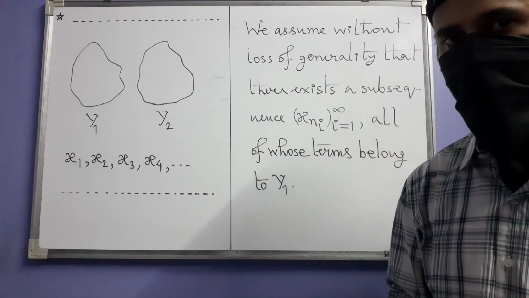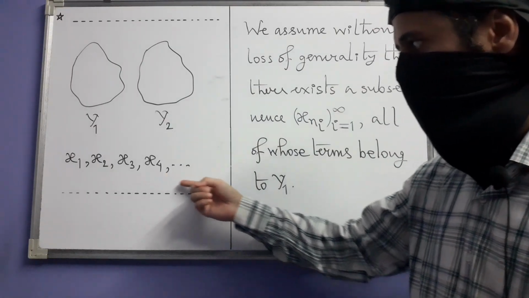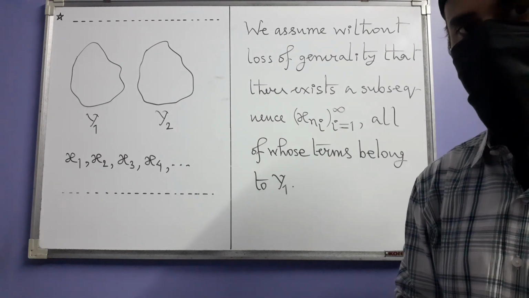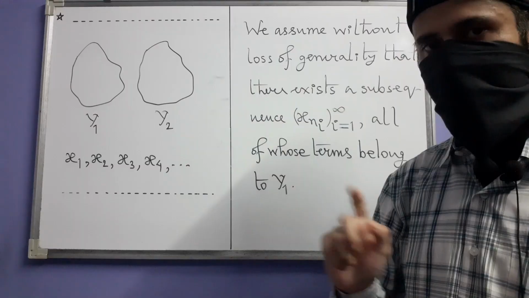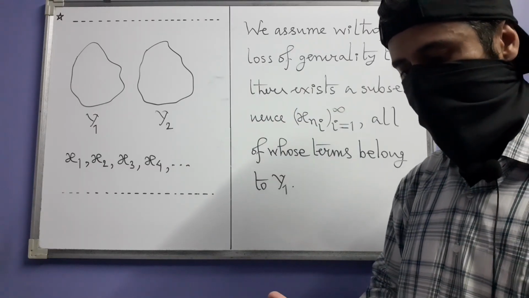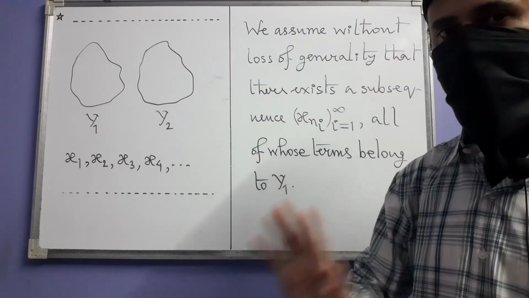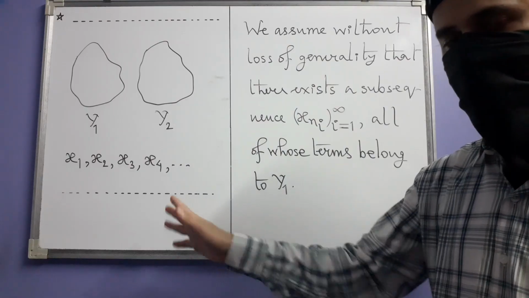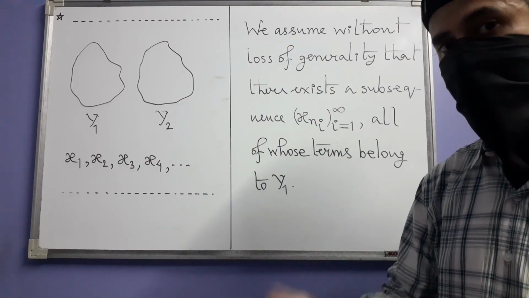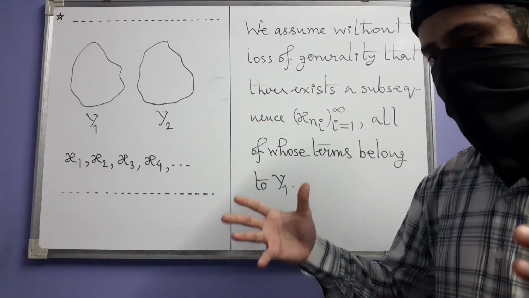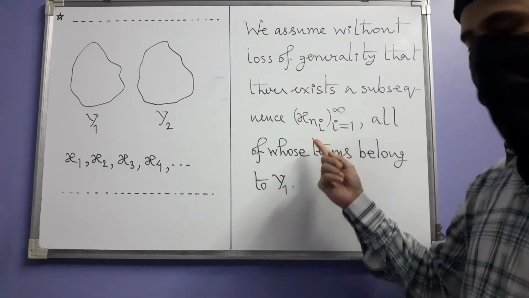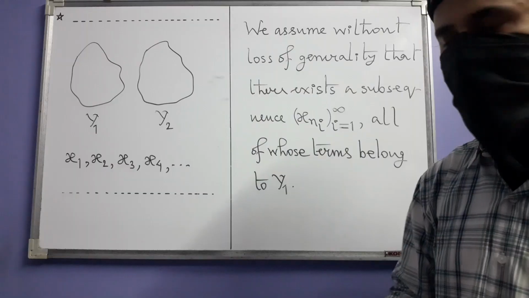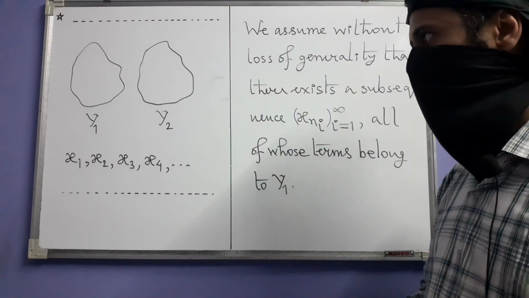That of course is not possible, because there are infinitely many terms in this sequence. So there should be at least one set between these two which has to have infinitely many terms of the sequence. Not necessarily all of them, but infinitely many. And when you take them together, they form a subsequence, obviously, of the original sequence.